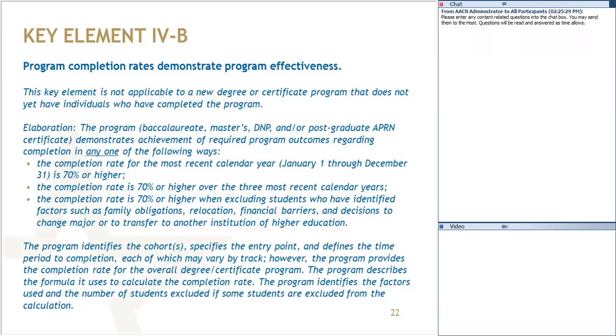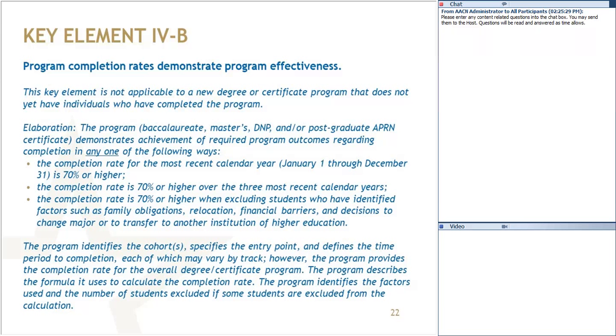If not, a school could go on to a third way to determine that they are in compliance. And CCNE recognizes that a lot of times students drop out of a program or don't complete a program, and it really doesn't have anything to do with the quality of the program. It has to do with extenuating factors that all students go through, that life happens, if you will. So some students will drop out of a program because of family obligations, or they will move to a different area of the country, and so they can't attend the school anymore.